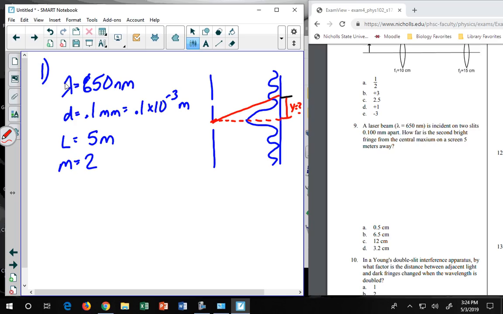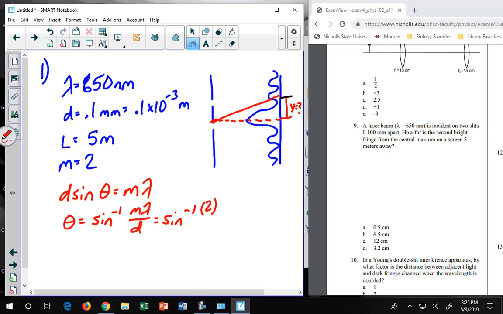A couple steps you take. First, you find theta. You say d sine theta equals m lambda. I actually break this down into multiple steps so that you do each step separately. Theta is the inverse sine of m lambda over d. Inverse sine of m, which is 2, lambda, which is 650 times 10 to the minus 9. Don't forget, nano, milli, and centi are the metric prefixes that you'll have to know. And then d is 0.1 times 10 to the minus 3. Those are all in SI units. They have to be in SI units.